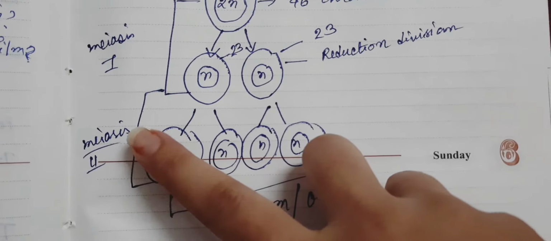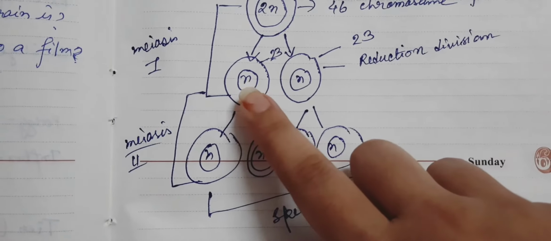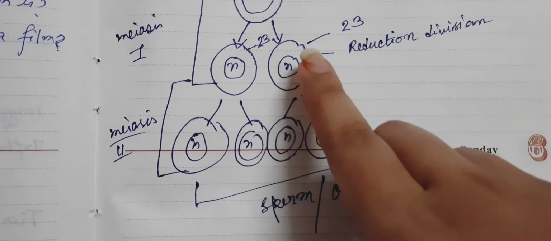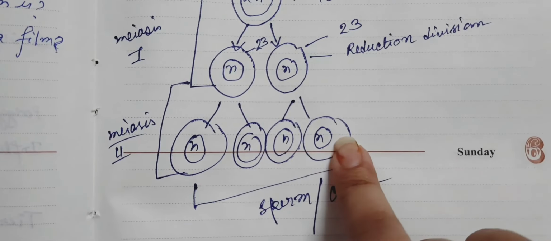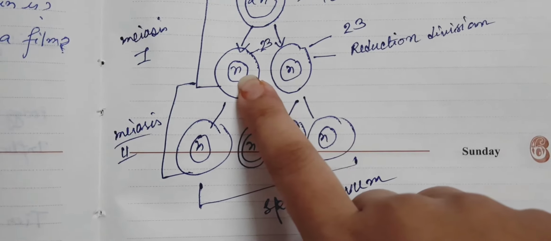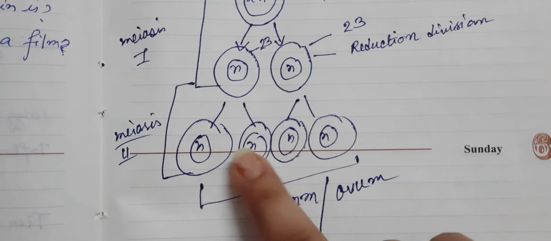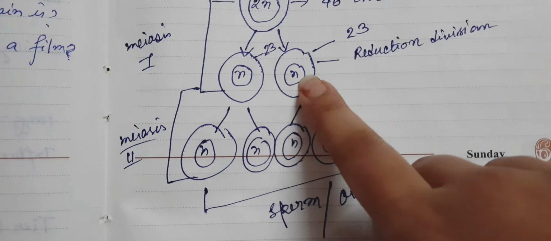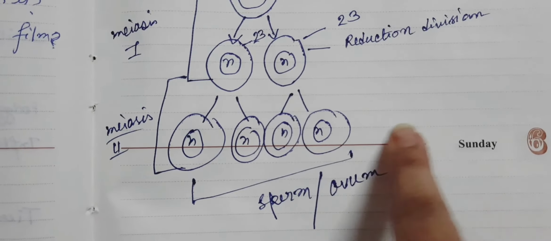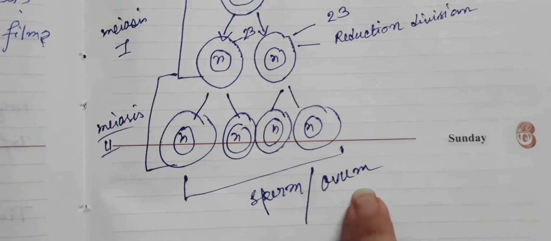The next stage is known as meiosis 2. It is almost the same as mitotic division. That means this n will duplicate into two cells, and the other n will also duplicate into two cells. That means the number of chromosomes will not change. So from n, that means 23 chromosomes, each of the resulting cells also has 23 chromosomes. So all these cells are either sperm cells or ovum cells.